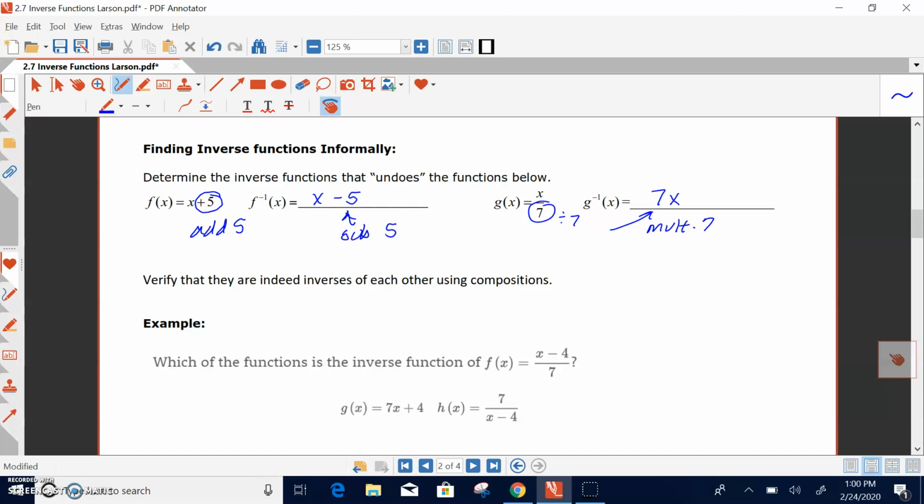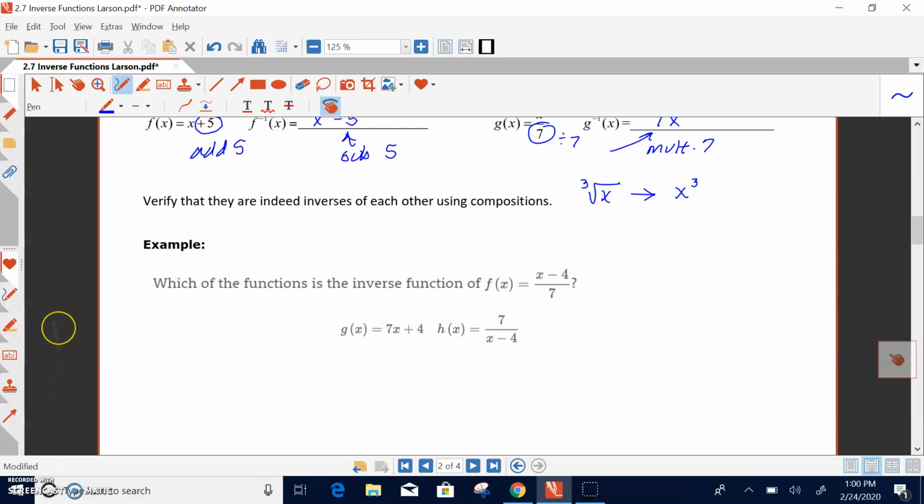And we can think of other operations. Suppose my original function had an x squared in it. What's the inverse of x squared? What undoes an x squared? A square root. What if my original problem had a cube root of x? What undoes a cube root? An x cubed. So we're thinking about those that undo each other.